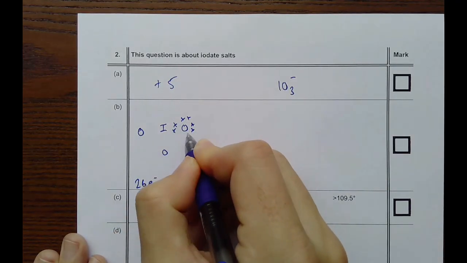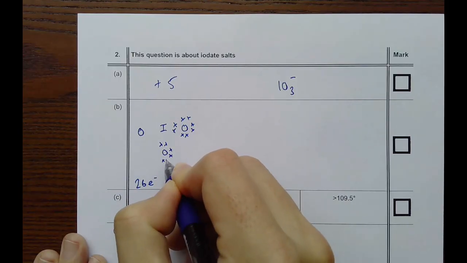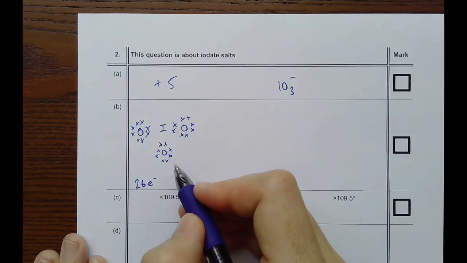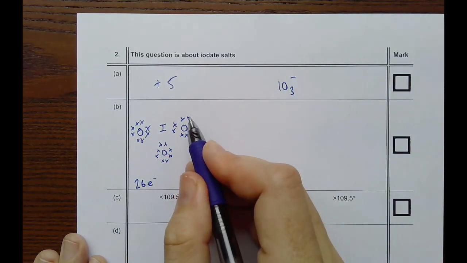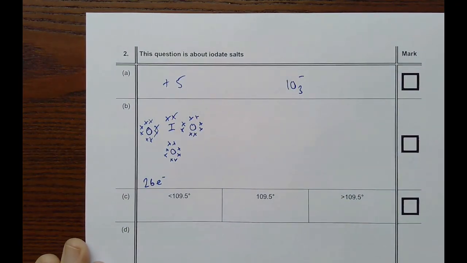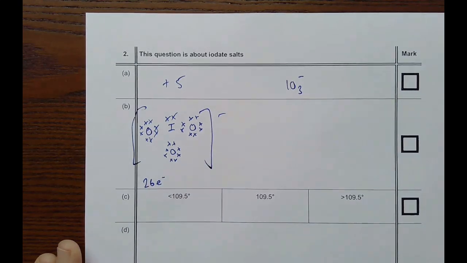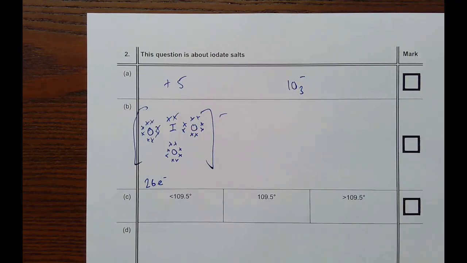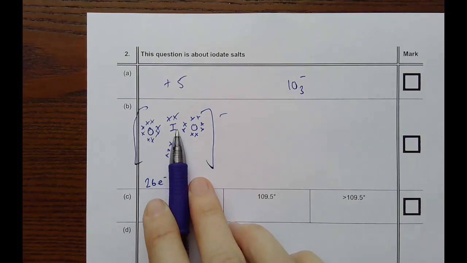So I'm just going to give my oxygens a full outer shell. So there we go. I've used 8 times 3, 24, so I've got 2 left over, so my iodine gets a full outer shell. It is a negative ion. So there you go. Now, they will accept that. It's not necessarily the best Lewis structure, but they haven't given you any further information. For example, they might have said, draw the dot and cross diagram where iodine has got an expanded octet. So iodine here doesn't have an expanded octet.